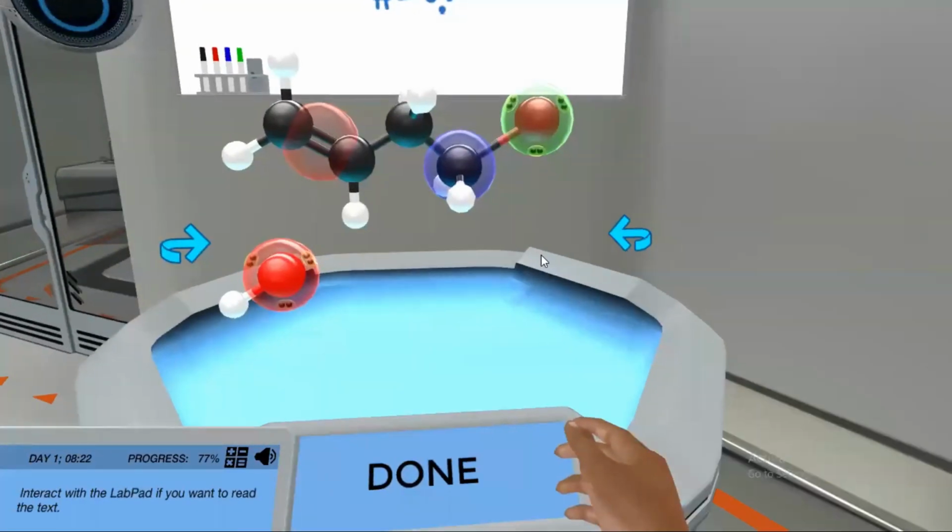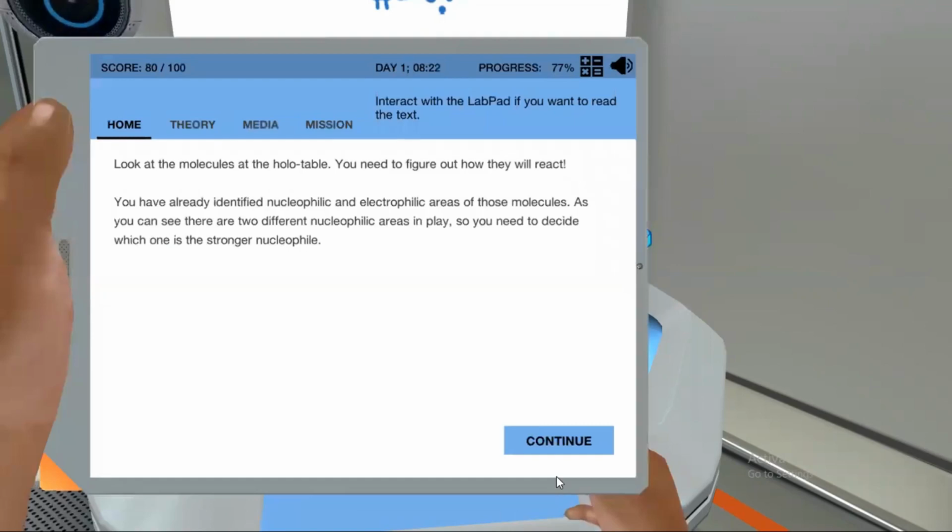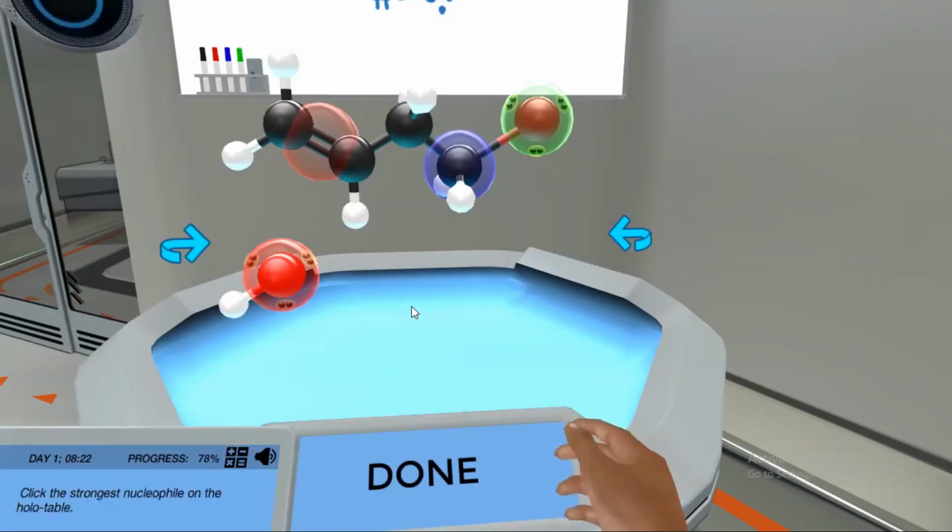You have already identified nucleophilic and electrophilic areas of those molecules. As you can see, there are 2 different nucleophilic areas in play, so you need to decide which one is the stronger nucleophile. Click the strongest nucleophile on the hollow table.